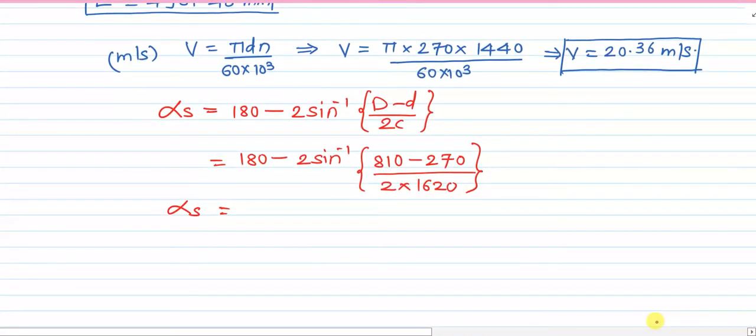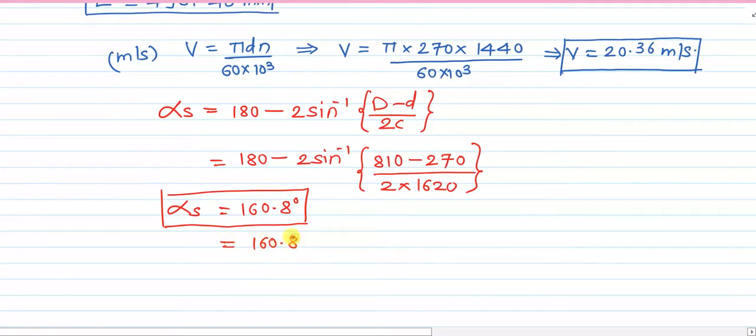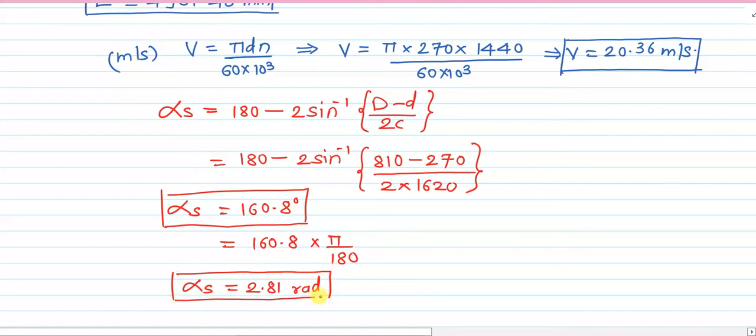So alpha S comes out to be 160.8 degrees, and for the purpose of utilization of this entity in the mathematical equation we have to convert it into radian. So this will be equal to 160.8 into pi by 180. So alpha S is actually 2.81 radian. We will be using this value of alpha S during the further calculation.